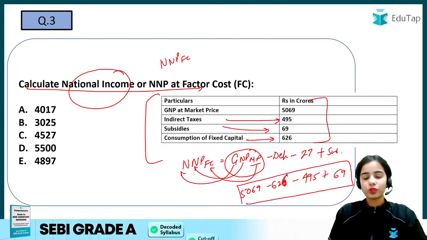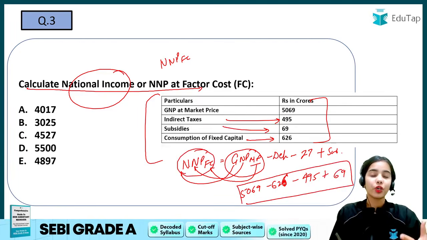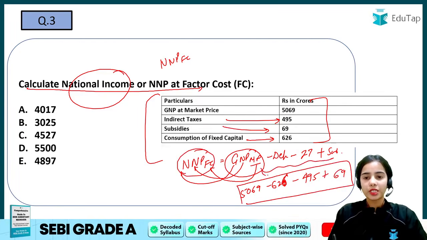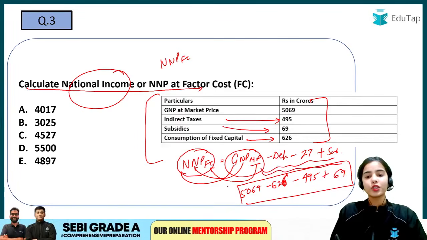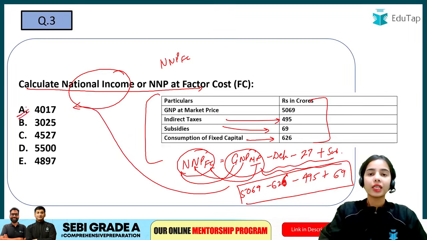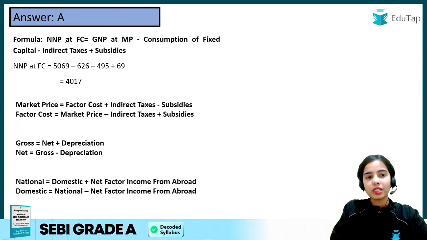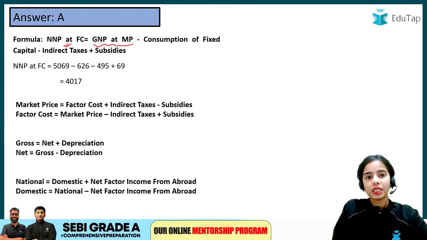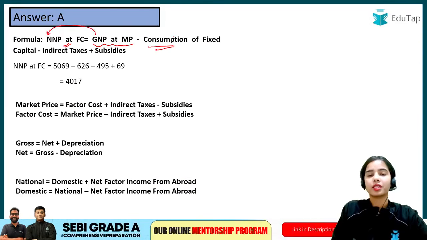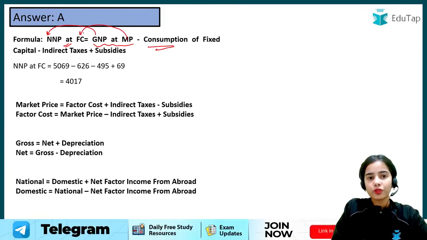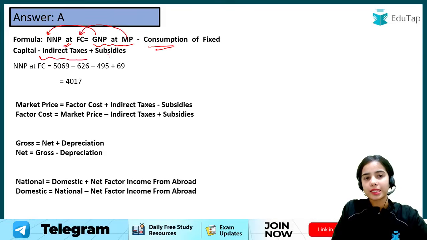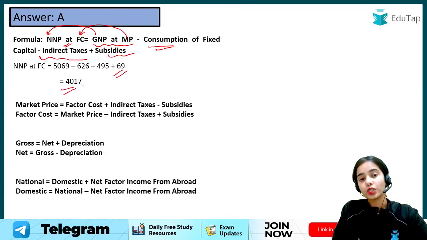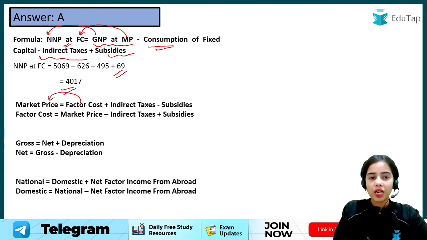If you do the calculation, I hope you are able to calculate this, and I hope you got to the same formula for calculating the NNP at FC. So the answer here is 4017. So here the answer is A. The formula is that to calculate NNP at FC from the GNP at MP, from gross to net, deduct the depreciation, the consumption of fixed capital, and from market price to factor cost, deduct the indirect taxes, add the subsidies, and you will get 4017. Factor cost to market price, add the indirect taxes, deduct the subsidies, and vice versa.